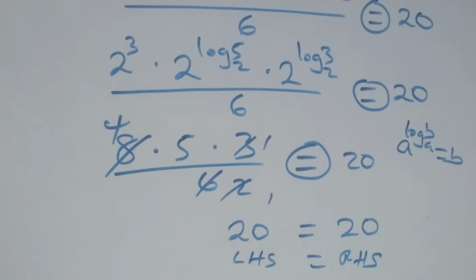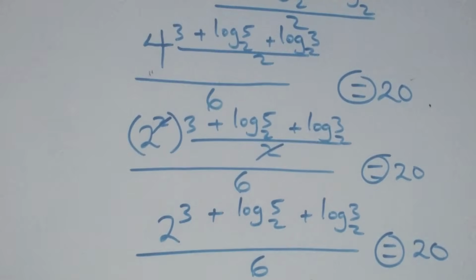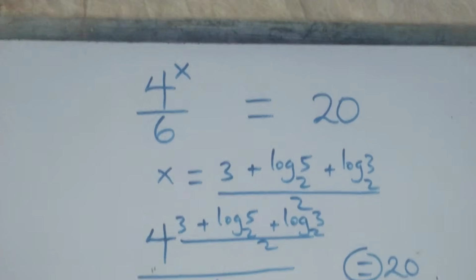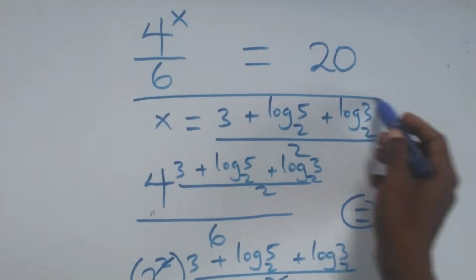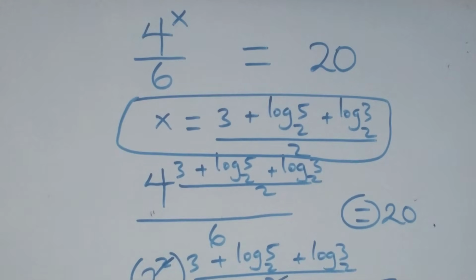And therefore, we conclude that the value of x here, which is 3 plus log 5 base 2 plus log 3 base 2 all over 2, satisfies this given problem.